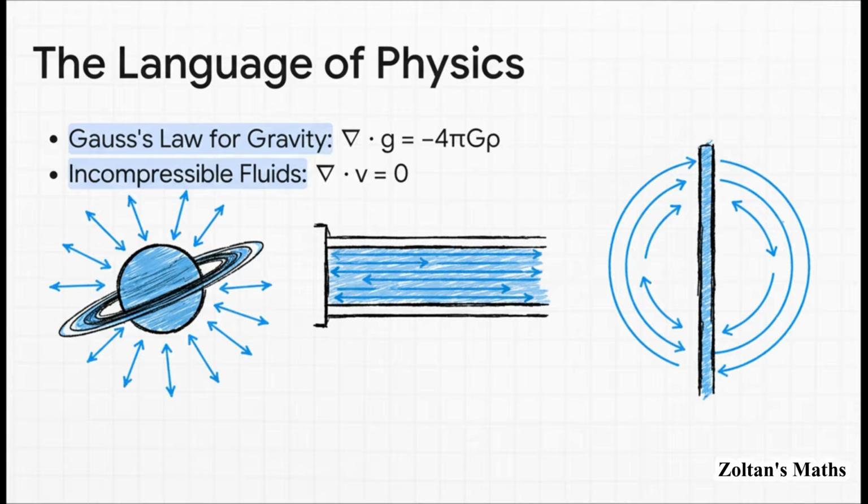Gauss's law for gravity uses divergence to say, hey, where you find mass, you find a gravitational source. Ampere's law uses curl to say that an electric current creates a spin in the magnetic field around it. It's not a metaphor. This is the actual grammar of physics.